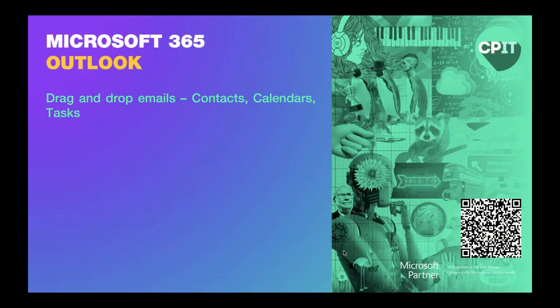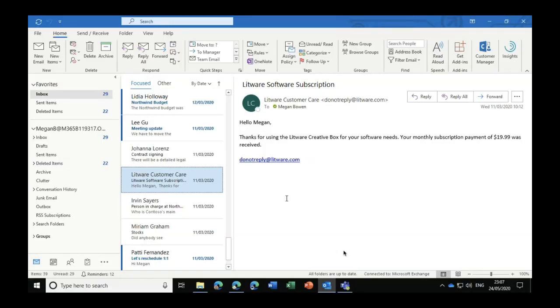Drag and drop emails. So the first thing that you will notice is that the standard interface obviously has your mailbox with the little tabs down the bottom left corner. And you've got your email, calendar, contacts, and tasks, which are your standard icons. Now, you might have customized this, so apologies if this looks slightly different on your interface, but rest assured, you can get all of these tabs in your Outlook.